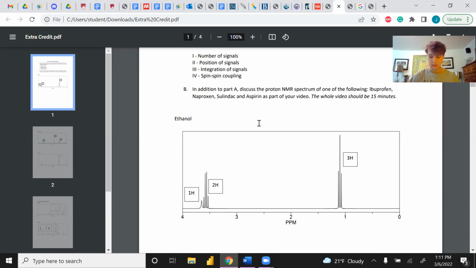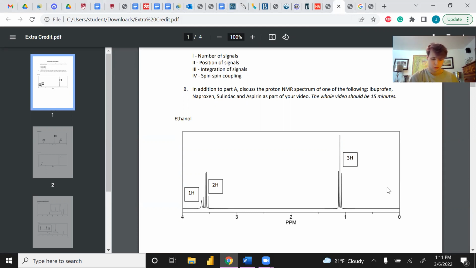So just to take a sneak peek at what's going to happen, the OH group here, the CH2 group here, and finally the CH3 group around here. Now, we're going to dive a little bit into the position of each of these signals and the theory behind how that happens.